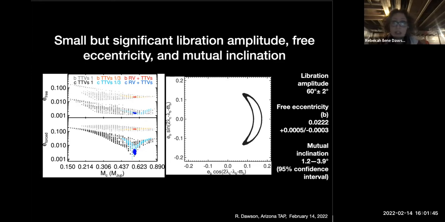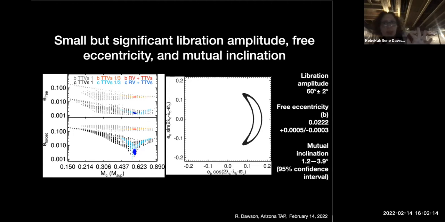It also has what we call a free eccentricity. This is the eccentricity of the planet that's not being caused by the resonance. It's kind of like an extra eccentricity. And so that's small but significant. And there's even a small but significant mutual inclination between the planets in the system. It's just a couple degrees, but that's actually quite different from the ultra flat systems that we often see in the exoplanet sample.